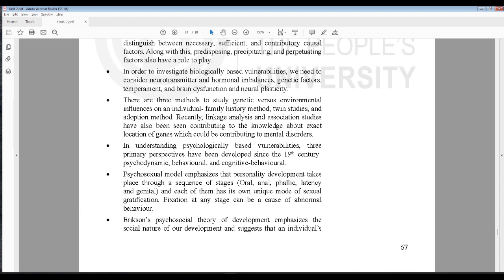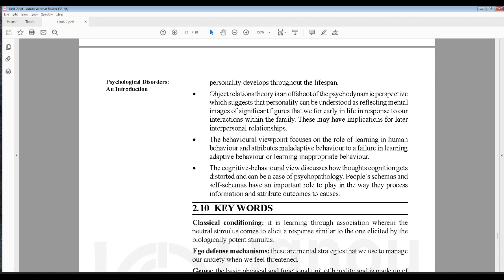The psychosexual model emphasizes that personality development takes place through a sequence of stages: oral, anal, phallic, latency, and genital, and each of them has its own unique mode of sexual gratification. Fixation at any stage can be a cause of abnormal behavior. Erikson's psychosocial theory of development emphasizes the social nature of our development and suggests that an individual's personality develops throughout the lifespan. Object relations theory is an offshoot of the psychodynamic perspective, which suggests that personality can be understood as reflecting mental images of significant figures that we form early in life in response to our interactions within the family. These may have implications for later interpersonal relationships.